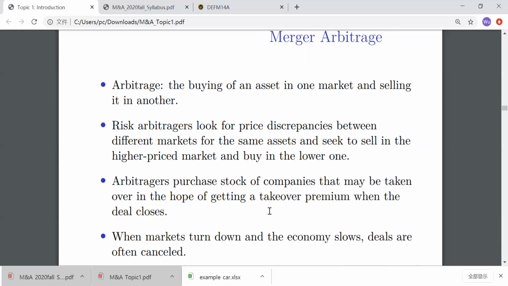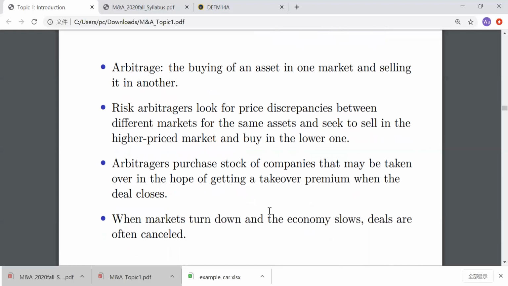So in M&A, one of the arbitrage strategies often pursued by hedge funds is M&A arbitrage. What they do is purchase stocks of a company that may be taken over, and then they can profit from the stock price appreciation if the company is acquired. Because typically in merger acquisition, the target receives a takeover premium, which will cause the target company's stock price to increase after the merger announcement, and the hedge funds can profit from that. Of course, they also bear the risk that when the market turns down and the economy slows, these merger acquisition deals will be canceled. So this is the risk that they bear.